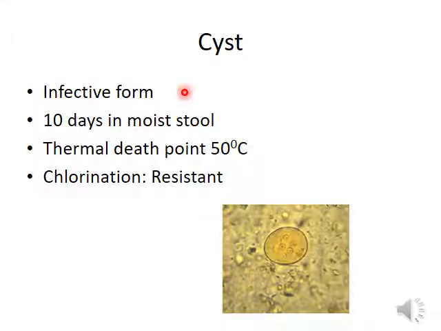You can see the picture of a mature quadrinucleated cyst of Entamoeba histolytica. This is the iodine mount picture of the cyst. As I have already mentioned, the mature quadrinucleated cyst is the infective form of Entamoeba histolytica, and this cyst can remain in moist stool for as many as 10 days. One of the most important features of this cyst is that it resists chlorination, because of which when this cyst enters the stomach, it bypasses the action of gastric juices and directly enters the small intestine without getting destroyed.